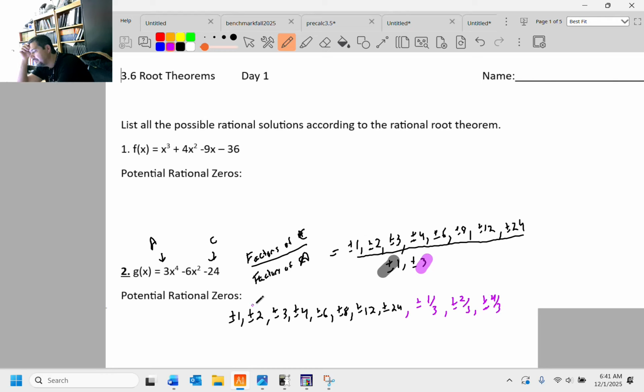6 over 3 is 2. 8 over 3 is new. And that should be all of them. 12 over 3 is a 4, and 24 over 3 is an 8. So yeah, those are easy.